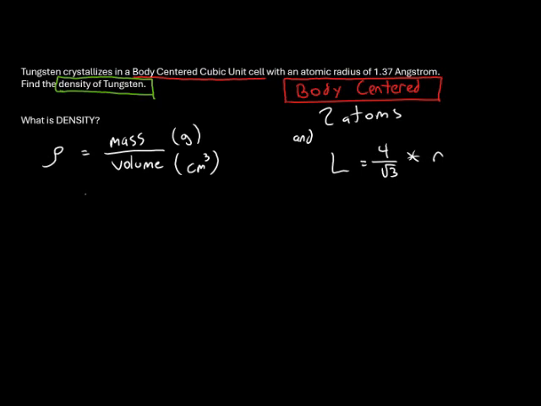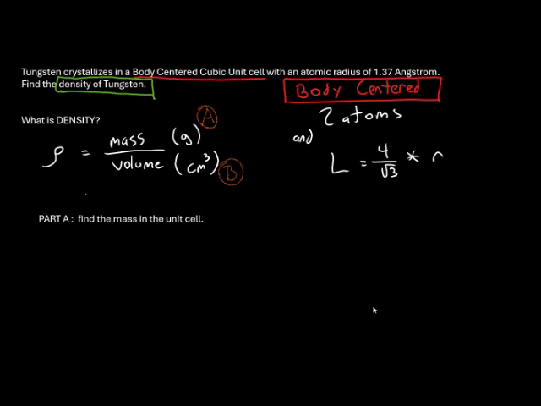Now, as it stands, we don't know the mass, and we don't know the volume, and we can think of this process as having 2 parts. First part of this process, which we'll label part A, is going to be to find the mass inside of this unit cell. Part B will be to find the volume. Let's start with part A and find the mass.